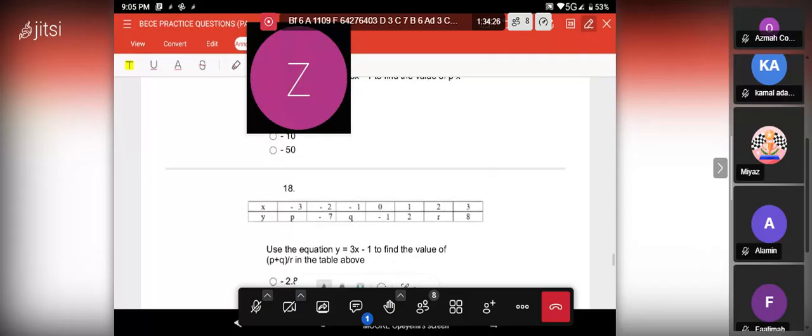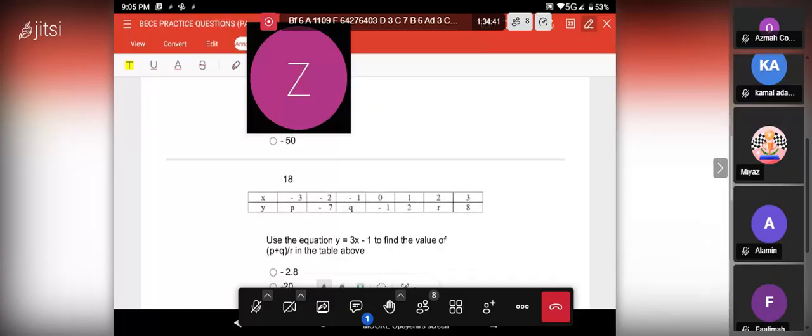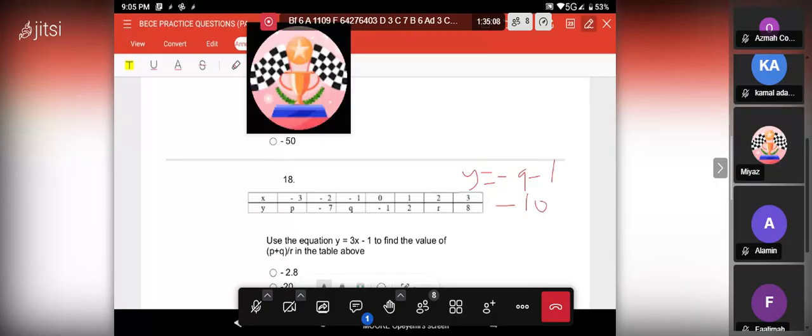This is what we call a table of values. Use the equation to find the value of p plus q over r in the table above. They told us to use the equation y is equal to 3x plus 1. When x is minus 3, what is the value of y? They said p. Let's quickly get the value of p. When x is minus 3, y is equal to 3 times minus 3 plus 1. What is p? Minus 10.